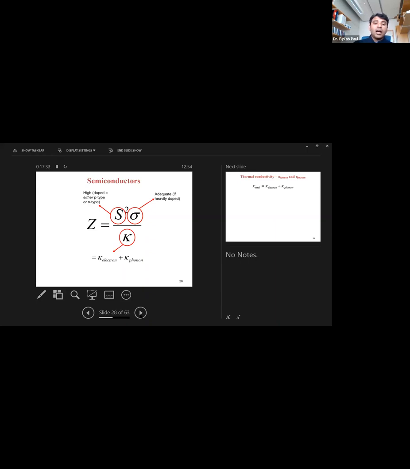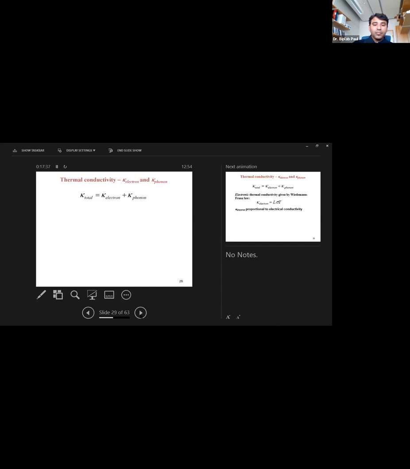It can have high or low thermal conductivity depending on the material system. So the electronic contribution to thermal conductivity can be expressed by the Wiedemann-Franz law. Here, L is the Lorenz number, sigma is the electrical conductivity, and T is the absolute temperature. That means the electronic contribution to thermal conductivity is proportional to electrical conductivity.